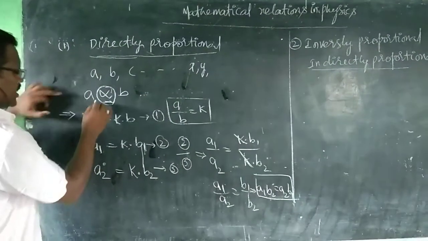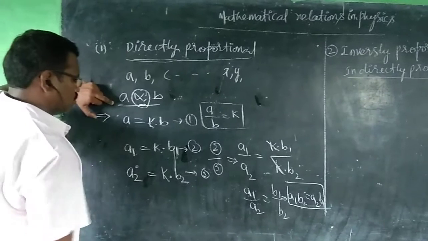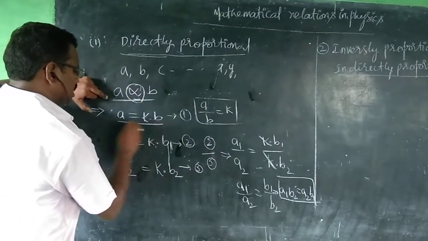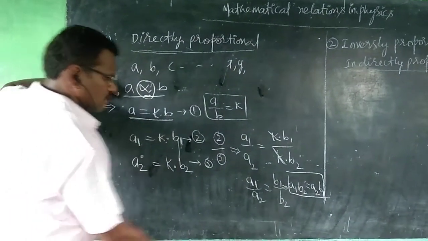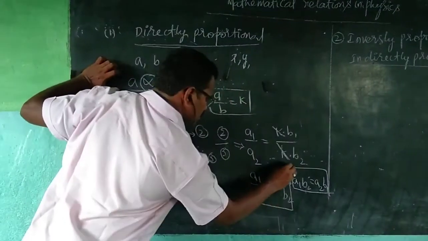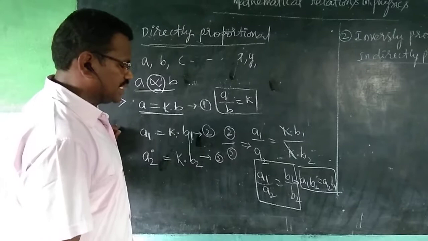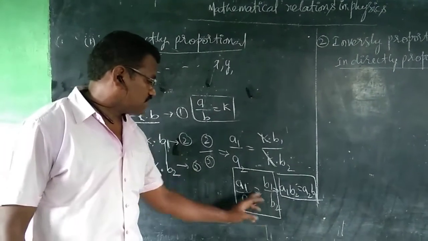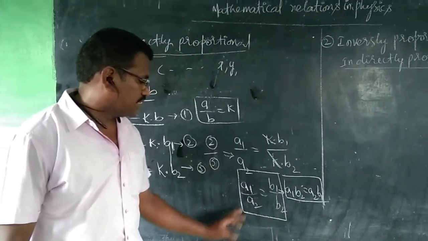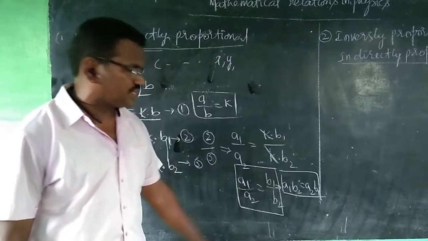Once again, if A is directly proportional to B, it becomes A is equal to K B. The final relation becomes A1 by A2 is equal to B1 by B2. Under cross multiplication it becomes A1 B2 is equal to A2 B1.